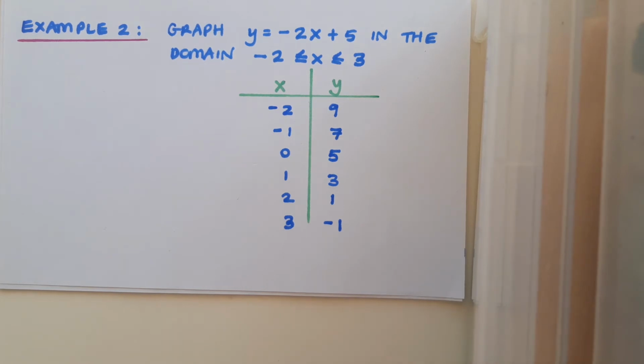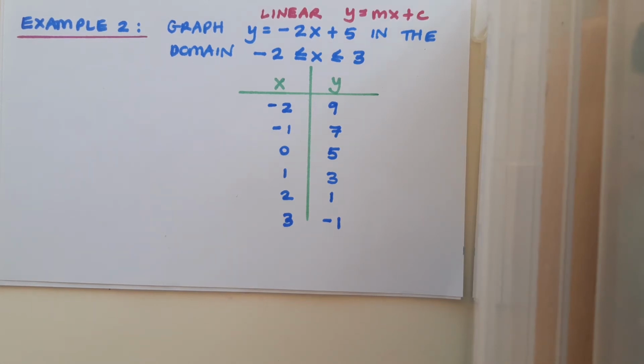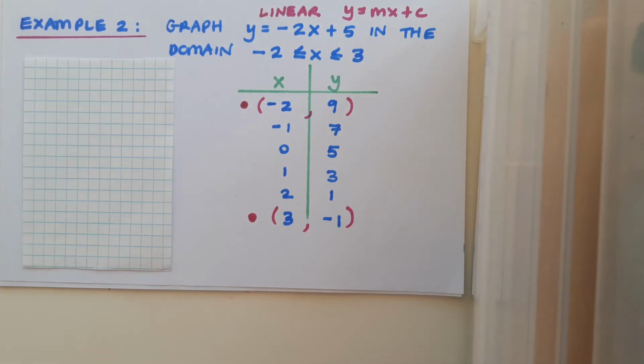Again, let's cut down the amount of work that we need to do. We're being asked to graph y equals minus 2x plus 5. Since this is a linear function, because it's written in the form y equals mx plus c, I only need to use 2 of these points. The best choice to make is the first point and the last point.